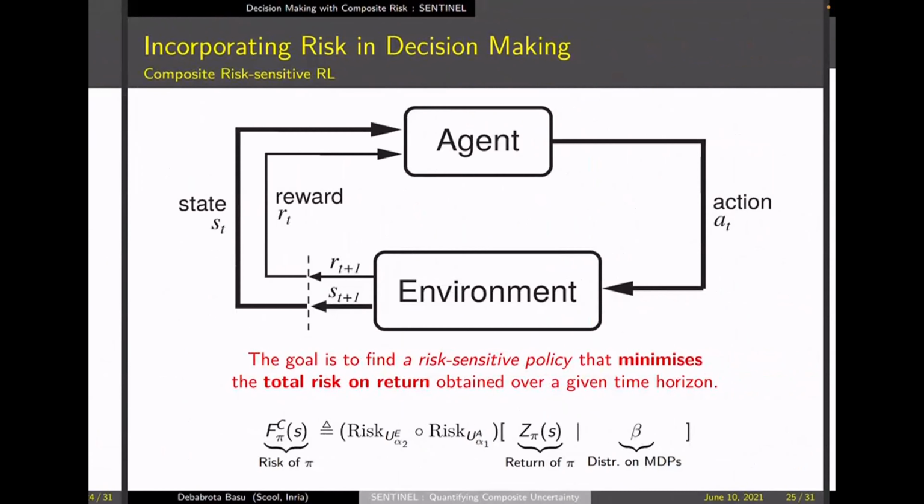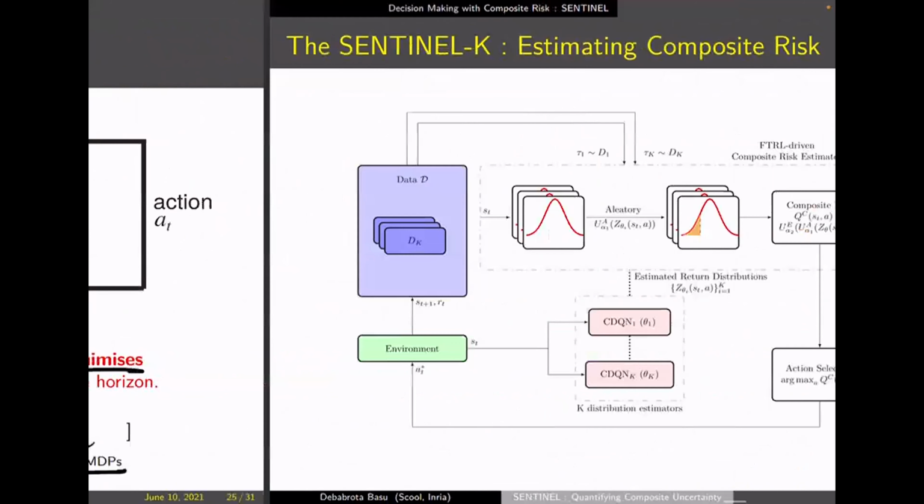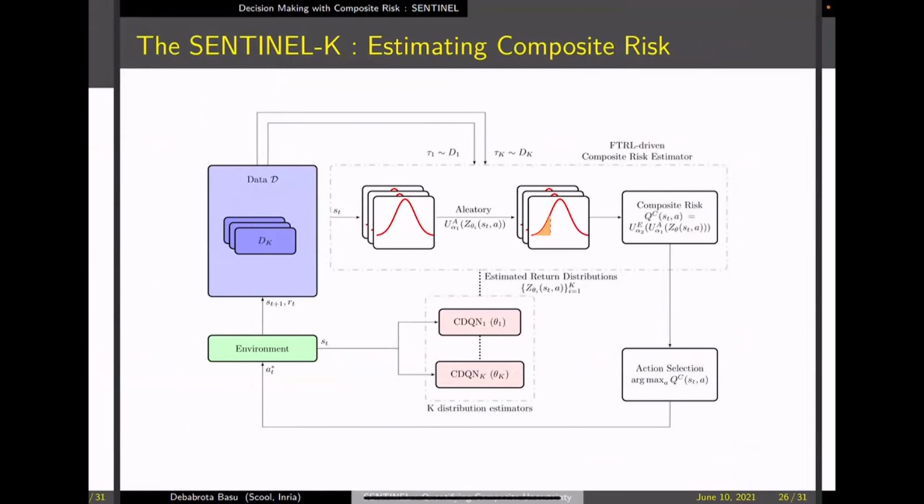Rather, we have to have the composite total risk on the return, and then a policy that tries to minimize that. So if this is the return distribution of the MDP, we have to calculate a composite risk on that and try to minimize it. From this point, we obviously needed an estimator that can do that, and we have developed Sentinel for that.